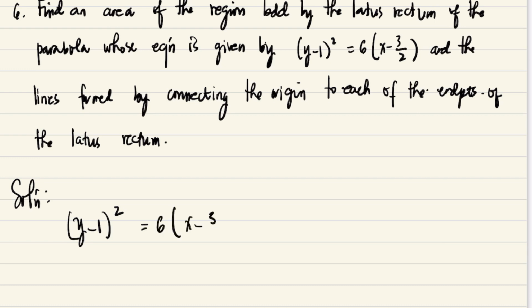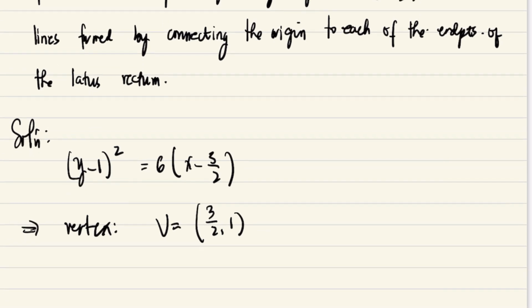So this simply tells us that the vertex of the parabola is 3 over 2, 1. Okay, so what's the implication for this? This means that our 4p, which is the length of the latus rectum, is 6, implying that our p here is 3 over 2. And obviously this opens to the right because the coefficient in the equation is positive.